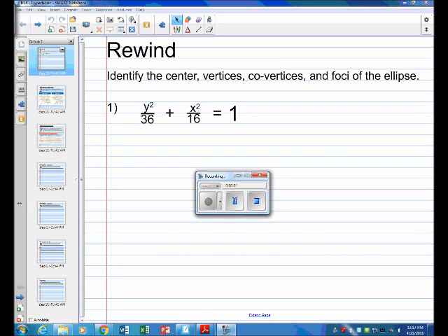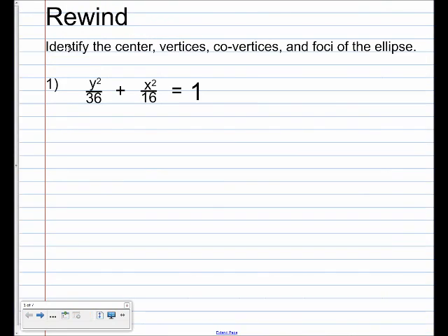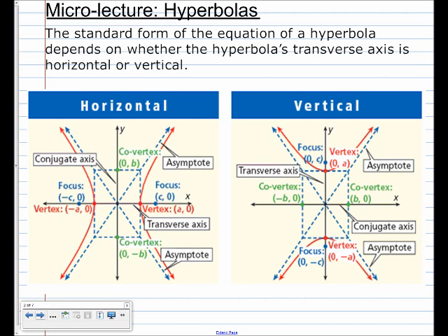All right, so we are going to talk about hyperbolas. This will be our last conic section. Then we'll begin reviewing, and ultimately, you guys know what's going to happen. We will have a test. Now, you're going to see today some similarities and differences between hyperbolas and ellipses.